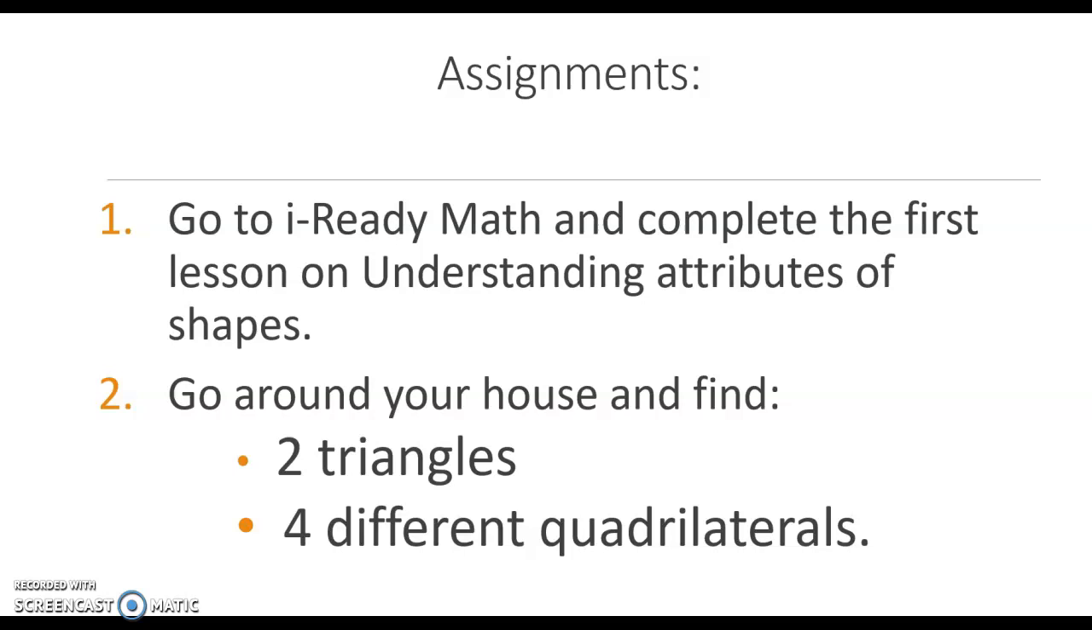Then, the next thing I want you to do is go around your house and find at least 2 triangles and 4 different quadrilaterals. And I'll give you a hint. A window is a quadrilateral.